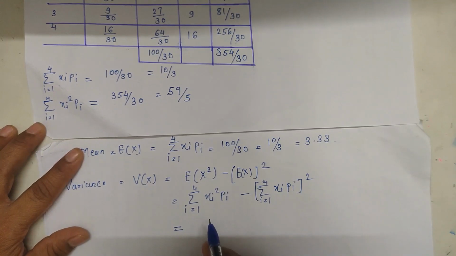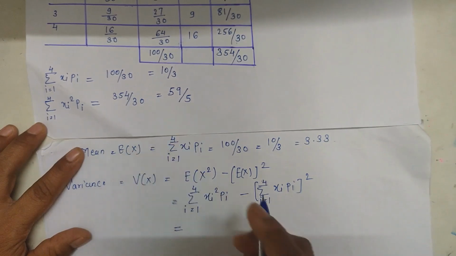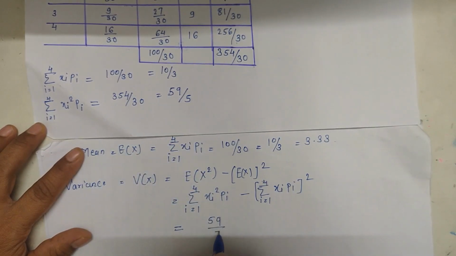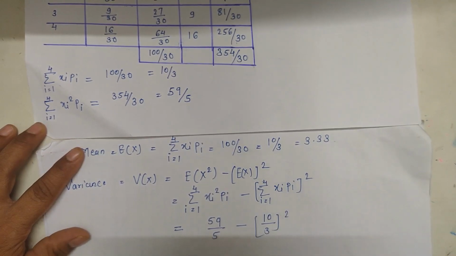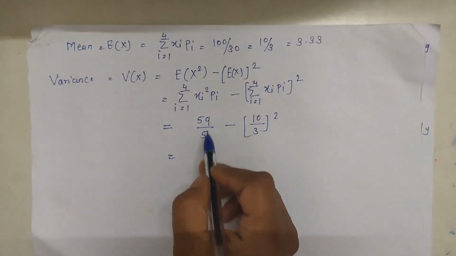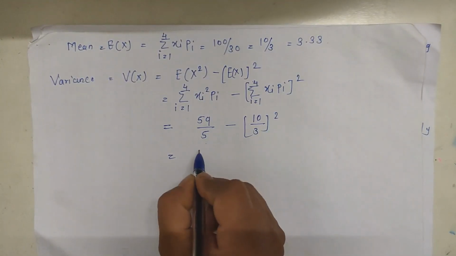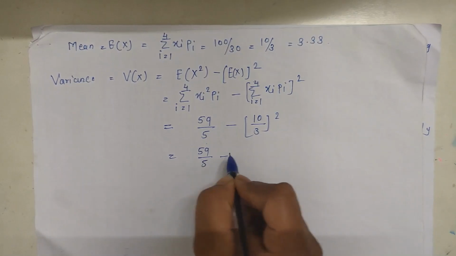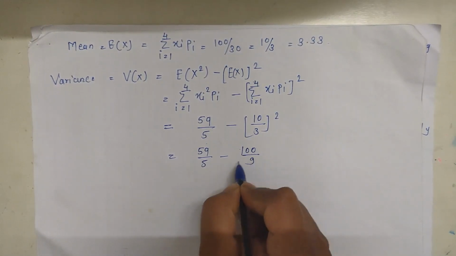In the formula of variance, we get summation xi square pi, which is 59 by 5, minus (summation xi pi, 10 by 3) whole square. Now calculating these values: 59 by 5 minus (10 by 3) whole square, 59 by 5 minus 100 by 9.